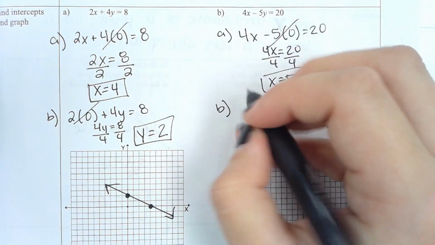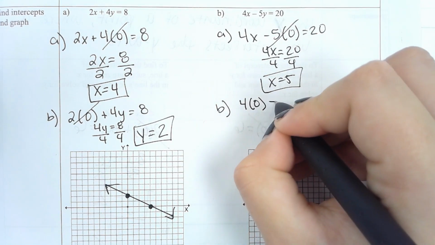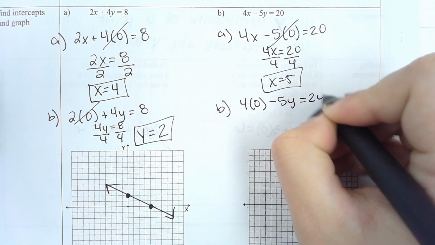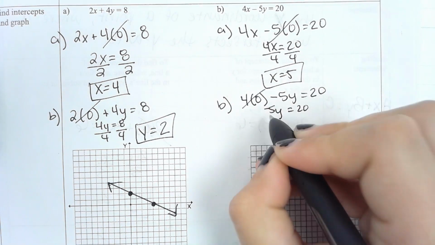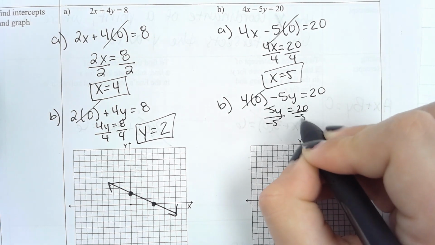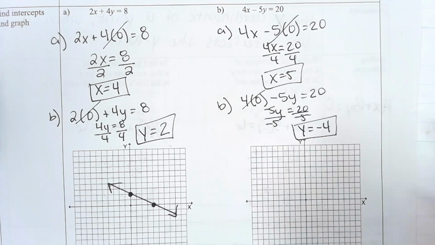And then you will do the same thing, but substituting in 0 for x now. So those will cancel. You're left with negative 5y equals 20. Divide both sides by negative 5, and you get a y-intercept of negative 4.